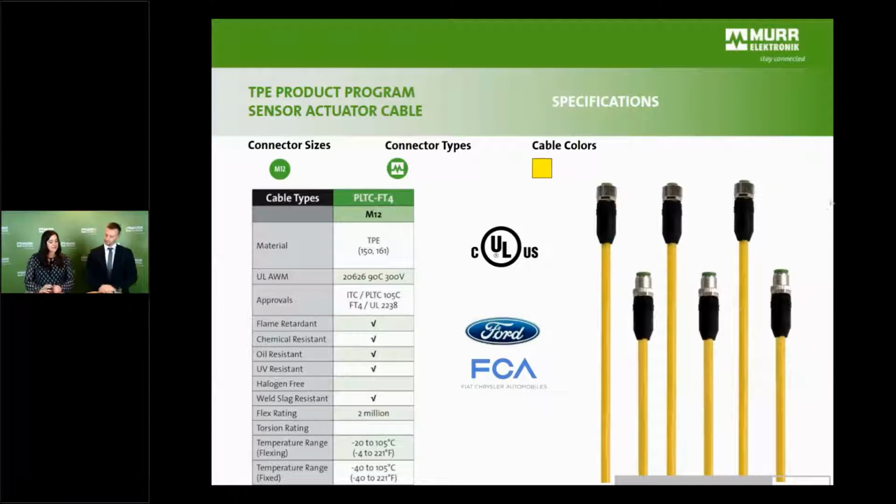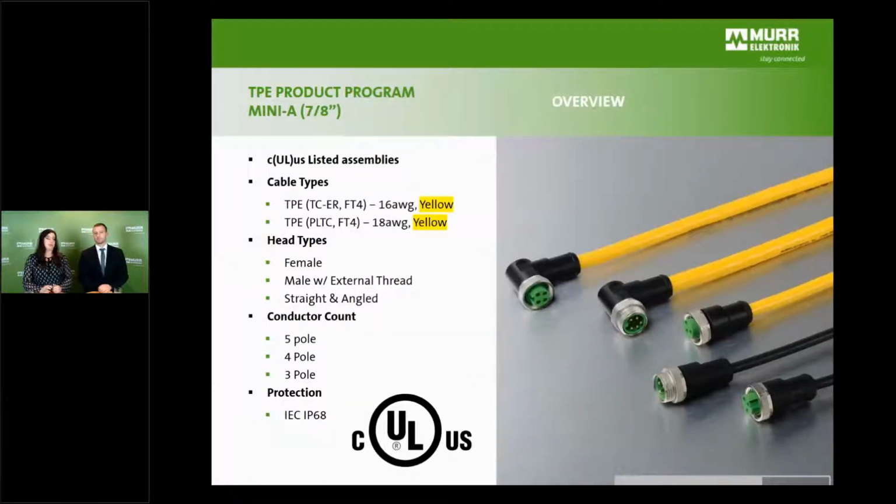Very nice. Okay, so now we will move on to our second product group program, and that is the 7/8 inch, also known as Mini A. Here you can see a completely new product range, a new 7/8 connector series from 3 to 5 pole as male and female version with a gauge 18 or 16 TPE cable, and here we also have the complete product listing. Those products are listed. Okay, good.